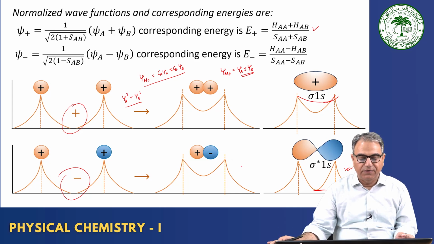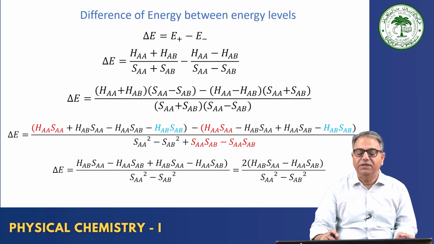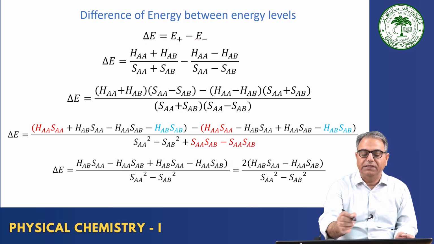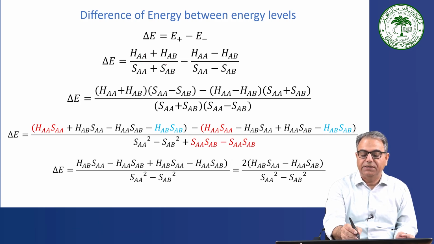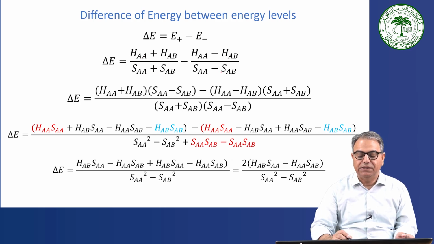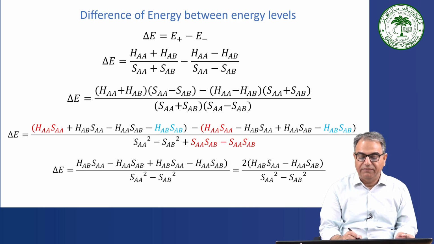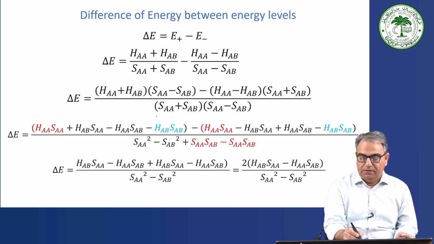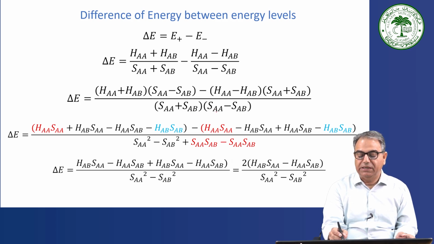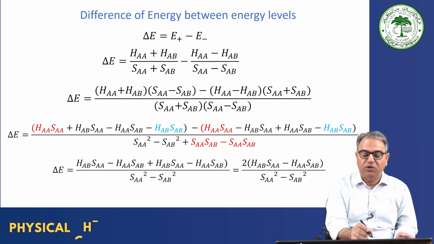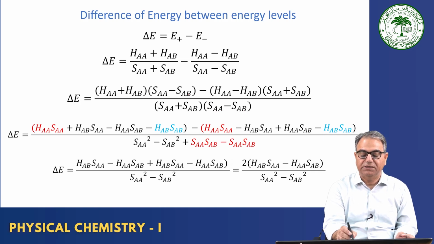If we look at the calculation of the difference of energy between the energy levels, it's very simple. Delta is E plus minus E minus, and you have the values of E plus and E minus. So put in the values: HA plus HAB divided by SA plus SAB, minus HA minus HAB divided by SA minus SAB. When you combine them, in the denominator you have SA plus SAB multiplied by SA minus SAB, and in the numerator you have HA plus HAB multiplied by SA minus SAB, minus HA minus HAB multiplied by SA plus SAB.